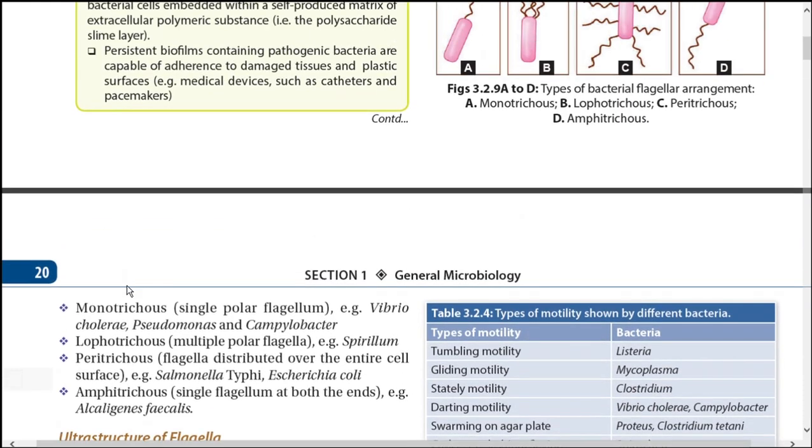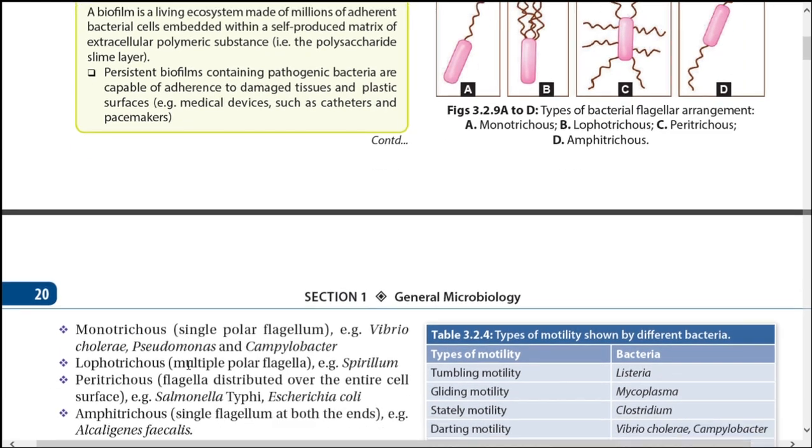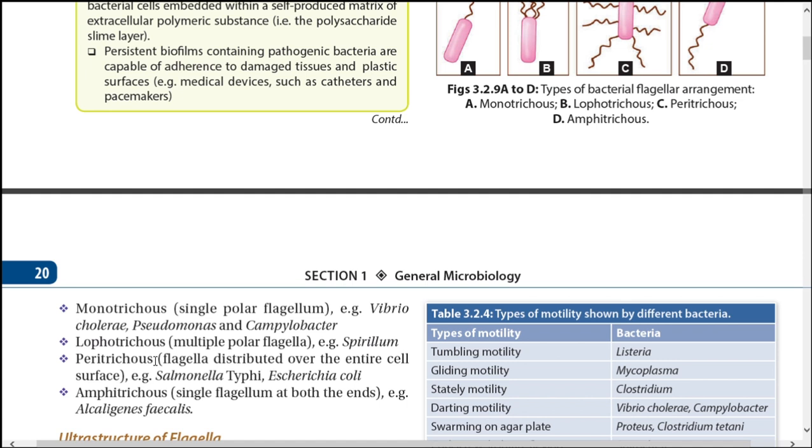Let us see the examples. For monotrichous, it is Vibrio cholerae and Pseudomonas. For lophotrichous, it is Spirillum, and for peritrichous, it is Escherichia coli. In the latest edition, it is given that the monotrichous arrangement of flagella is present in Vibrio cholerae, the peritrichous arrangement is present in Escherichia coli, the lophotrichous arrangement is present in Spirillum, and the amphitrichous arrangement is present in Alcaligenes faecalis.